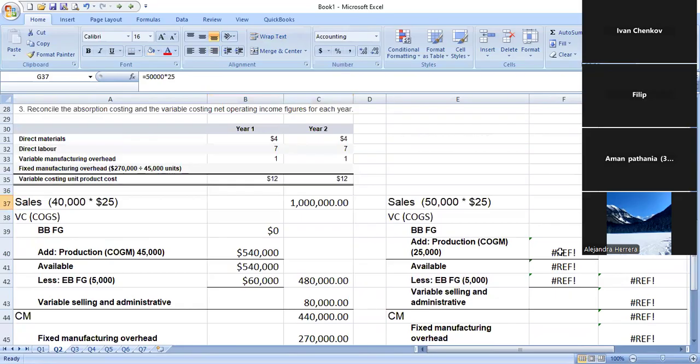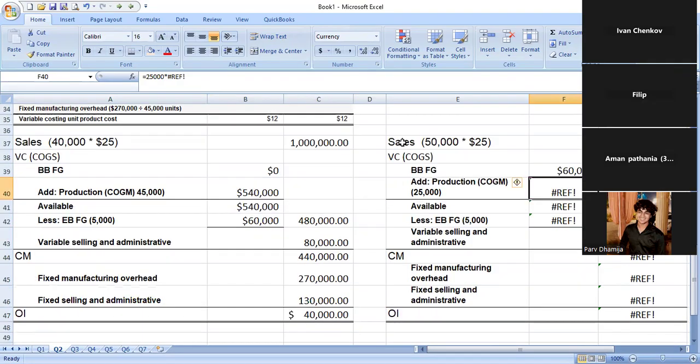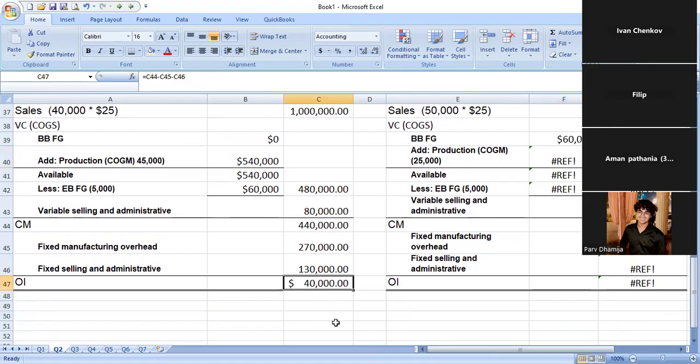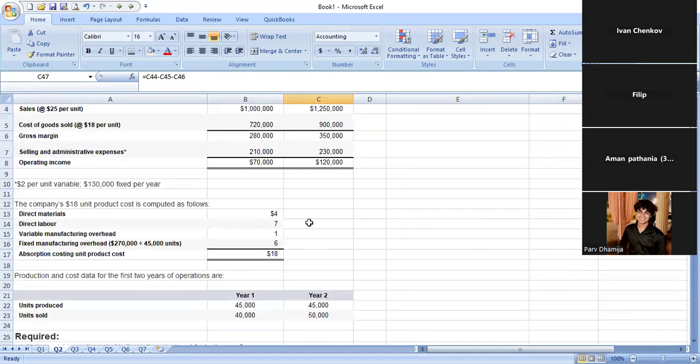So the next thing that we have to do here is pretty much the same, but now we have a beginning balance. Beginning balance is the ending balance, right? Sorry, why did we multiply it by 5? The 6 into 5, the 30,000 difference. How did you get that? Sorry. So here you see operating income on the variable is 40,000. Under the absorption is 70,000.